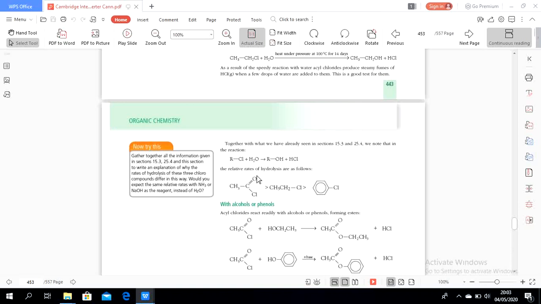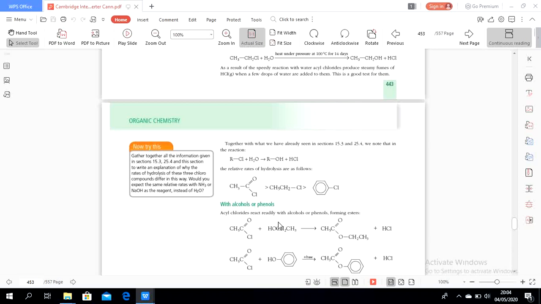Relative rate of the hydrolysis. So this one, acyl chloride, is easier to hydrolyze. This one is a bit difficult, while this one it is not. And then the second reaction is with alcohol or phenol. So now we know the first reaction is with water, the second reaction is with alcohol or phenol.